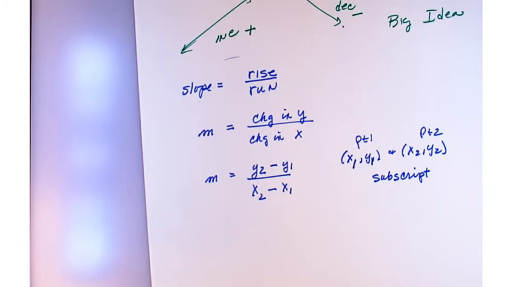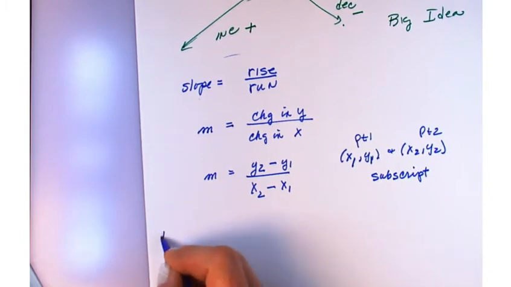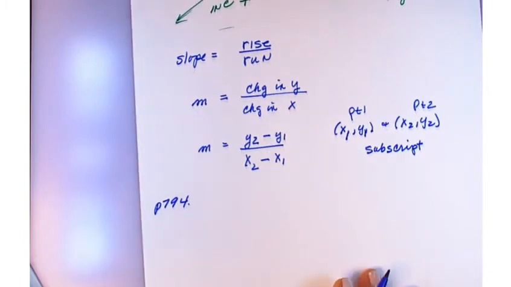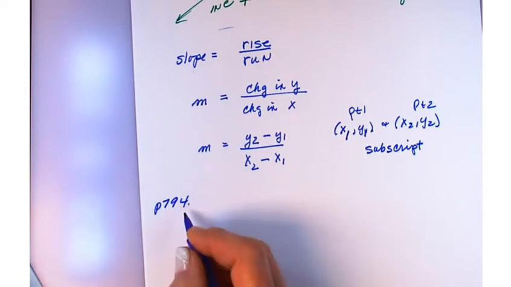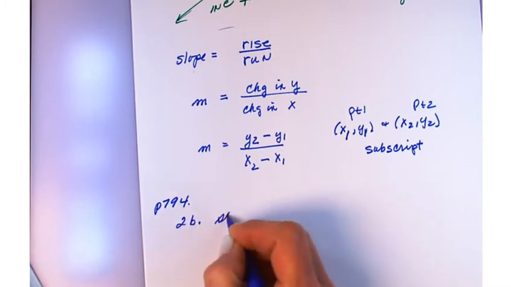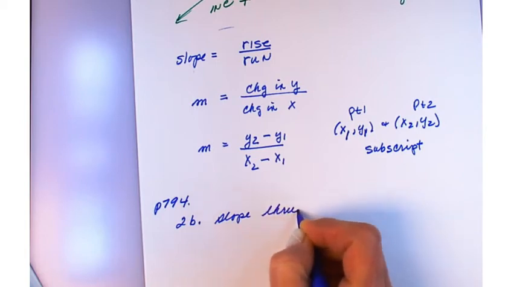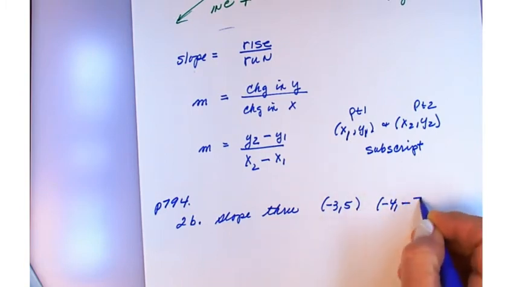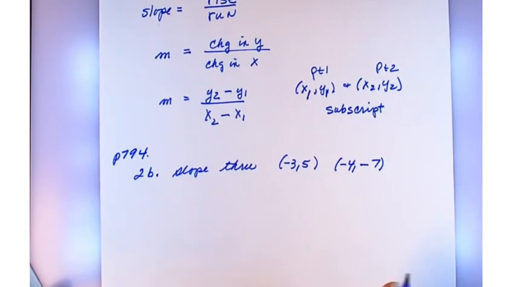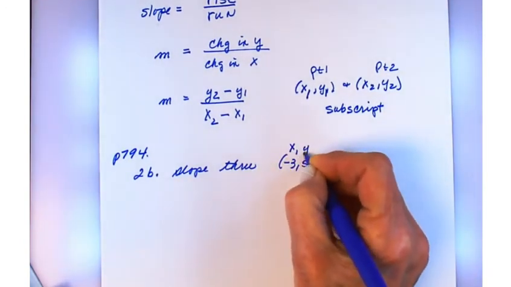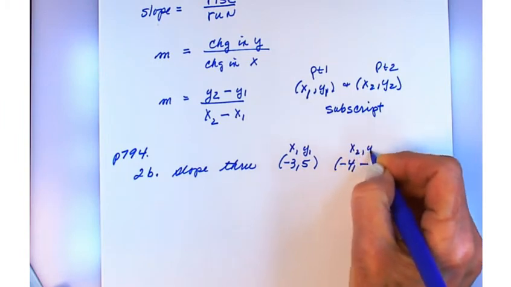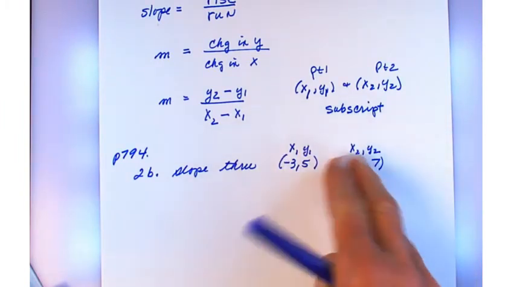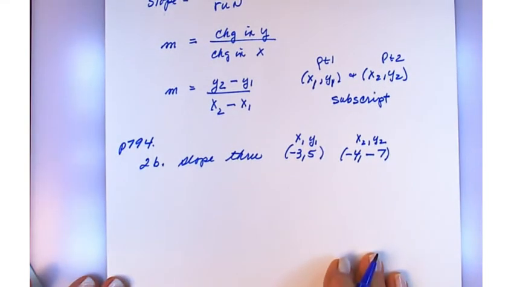So looking at page 794, it says number 2B, 794, we want the slope of the line that passes through the points minus 3, 5 and the point minus 4, minus 7. So it makes no difference. I usually label this as x1, y1, and this one x2, y2. You can do it in the opposite order, and it's perfectly fine. Okay, but do label them so you have something to see.